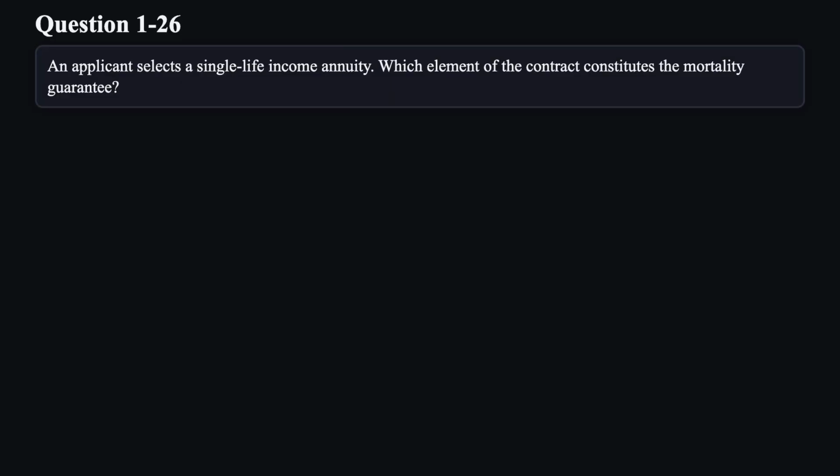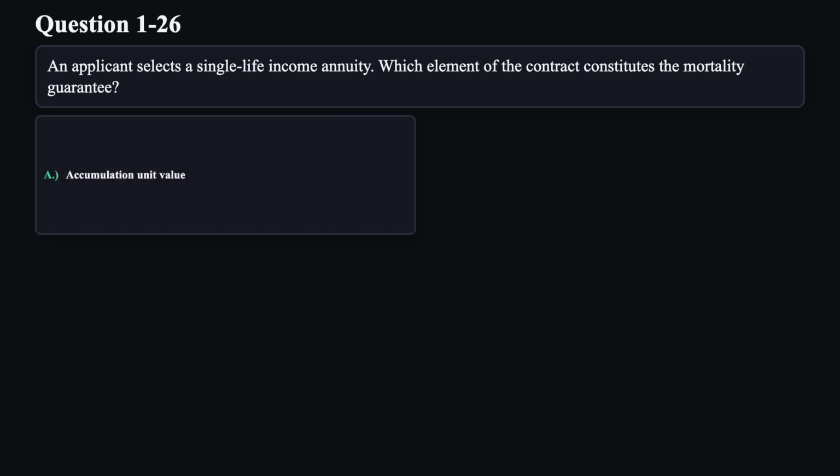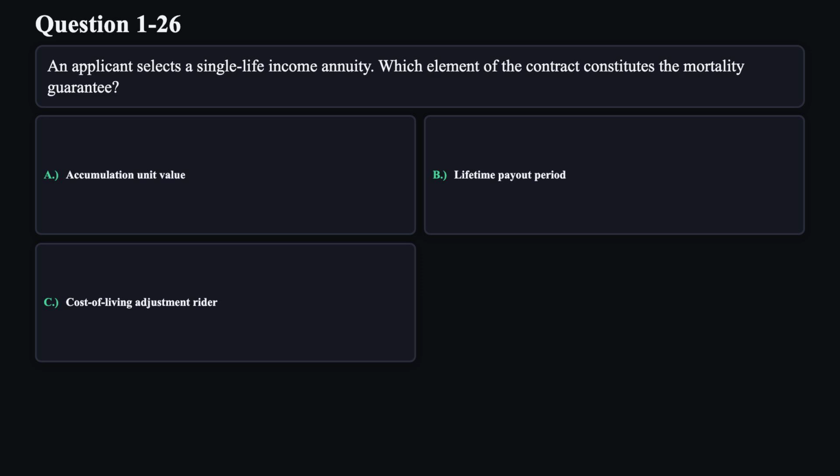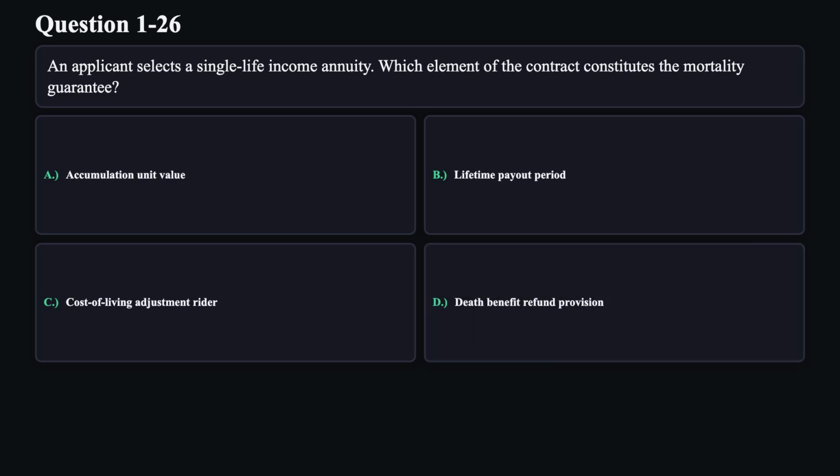Question 26. An applicant selects a single life income annuity. Which element of the contract constitutes the mortality guarantee? A. Accumulation unit value. B. Lifetime payout period. C. Cost of living adjustment rider. D. Death benefit refund provision.